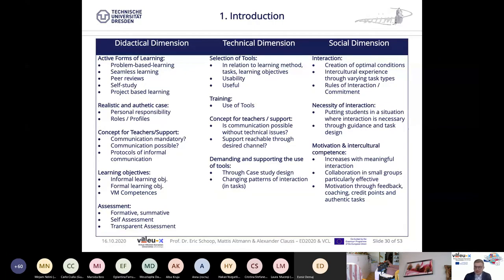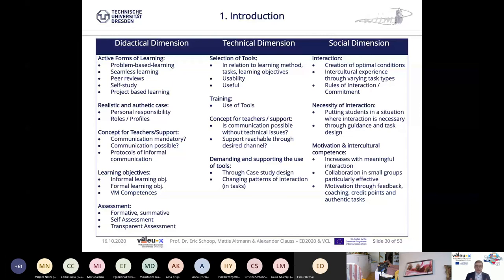So at first we have a didactical dimension. We need active forms of learning: problem-based learning, seamless learning, peer reviews, self-study or project-based learning, then a realistic and authentic case, as my colleague Alexander Klaus mentioned before, a concept for teacher support, then learning objectives, not just formal but also informal learning objectives, like getting intercultural experience, how to solve a conflict within my group, besides the formal learning objectives within your maybe master's course in business administration or else. And we need an assessment which is transparent. It should be formative and summative, and also maybe deploy a self-assessment by the students themselves.